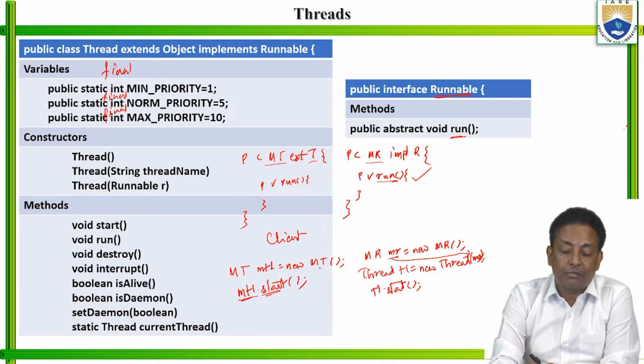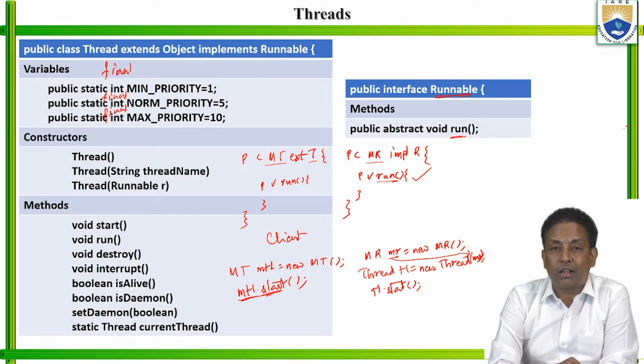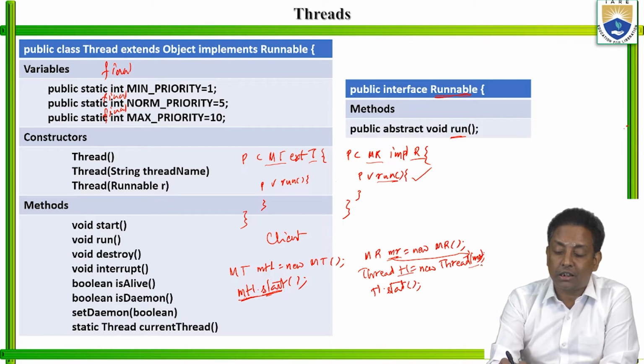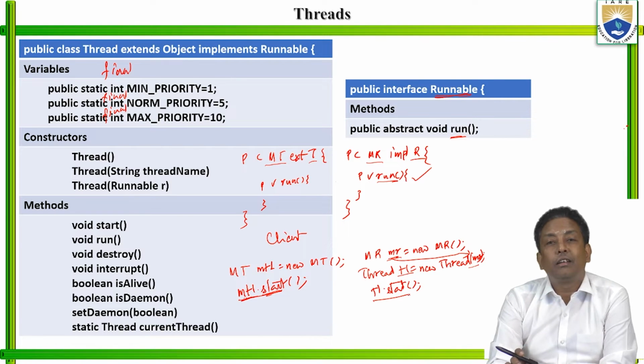If you extend from the Thread class, you directly call the start method on the thread object. If you implement the Runnable interface, you create an object of the Runnable implementation, pass that into the Thread class constructor, create the thread object, and call thread dot start.